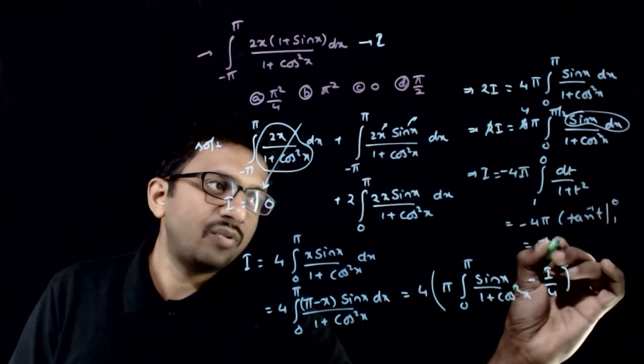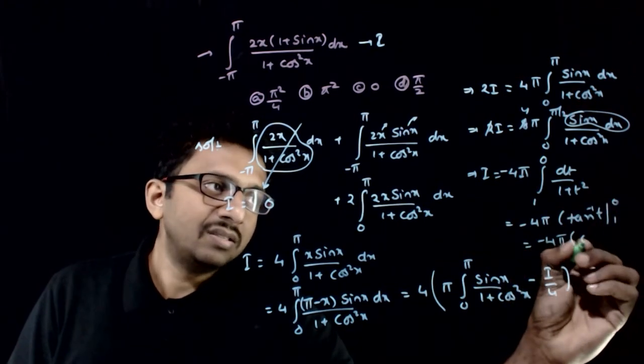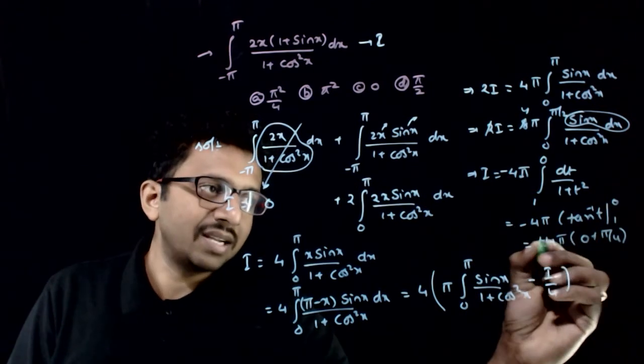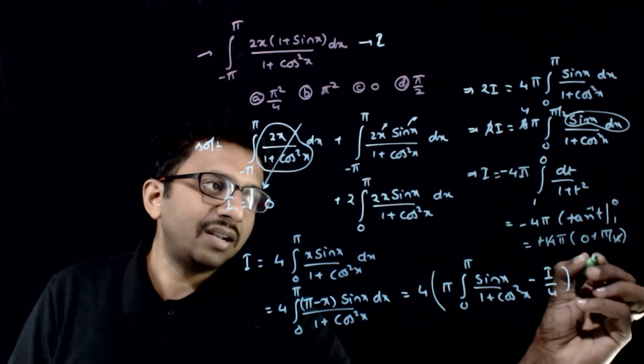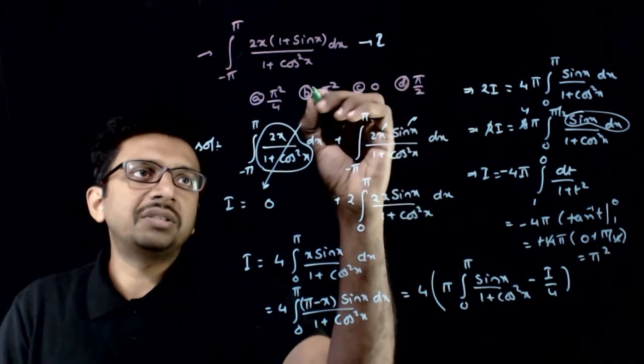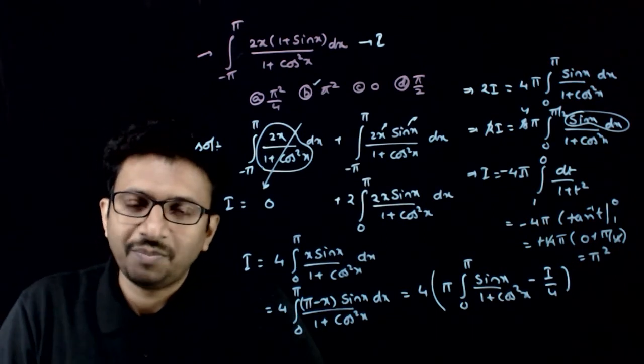That is minus 4 pi times (0 minus pi by 4). So this minus and minus gets cancelled. 4 and 4 gets cancelled. You're left with pi square. So the value of the integration is pi square. Option B is the right answer.